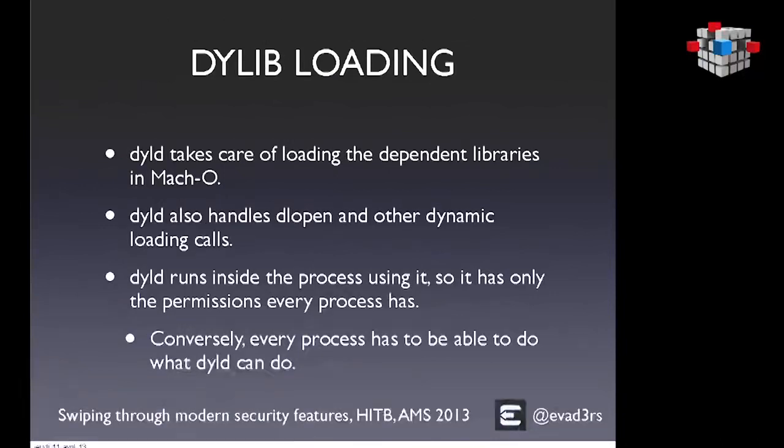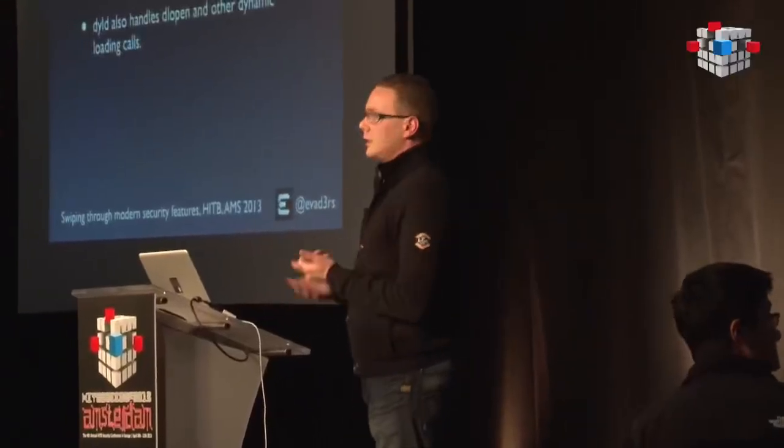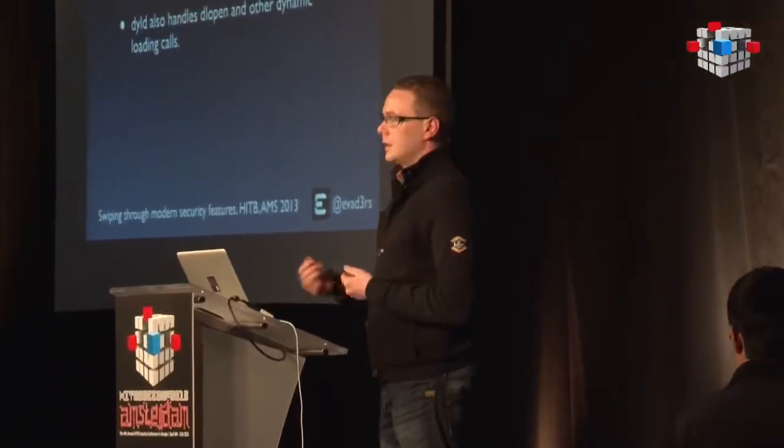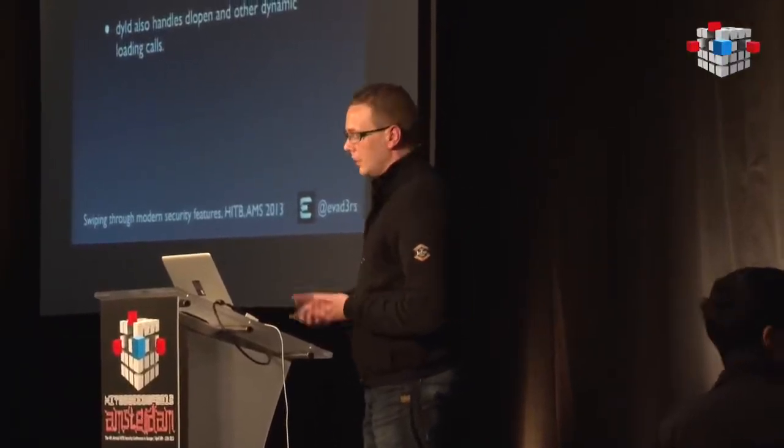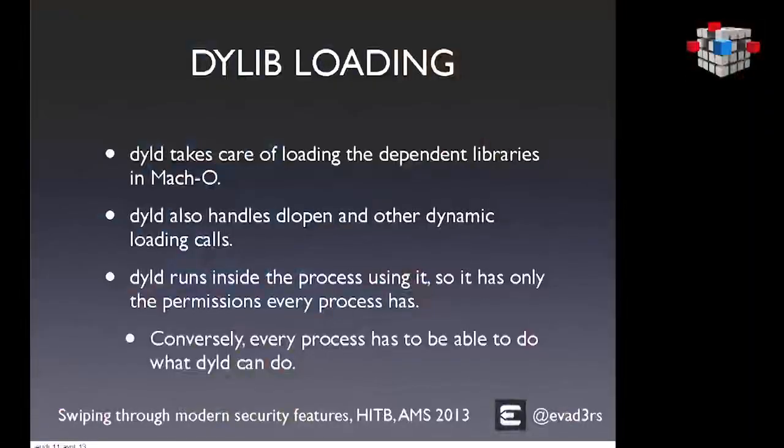So let's focus some minutes on library loading now. DYLD takes care of loading the dependent libraries in the Mach-O, and also handles dynamic loading with the dlopen function. DYLD runs in the process, so it has basically all the permissions of the process, no more permission than the process has. And conversely, each process has to be able to do what DYLD can do.